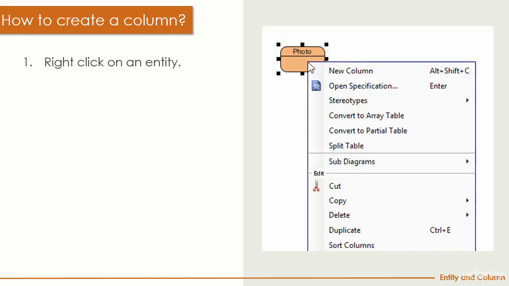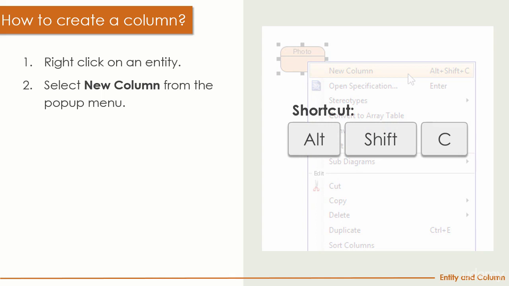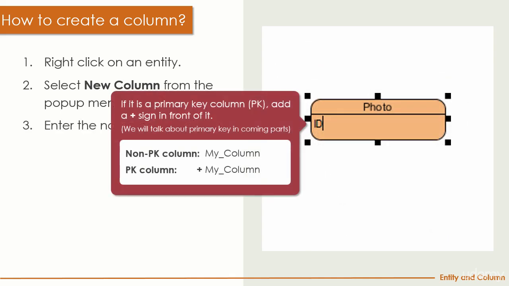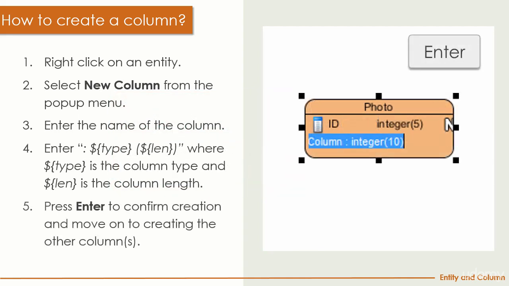And then we move on to talk about how to create a column. To create a column, you just right-click on the entity and select New Column, and then you can create a new column. Or you use the shortcut key Alt+Shift together with C, and then you can enter the name and type you want, and also the modifier. If you want to define it as a primary key, you can put a plus at the beginning, then give the type and then the length, etc., and hit enter to create. Let's take a look.